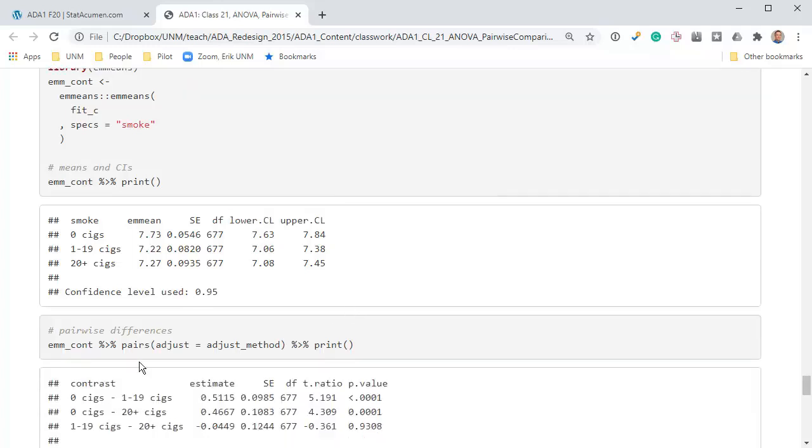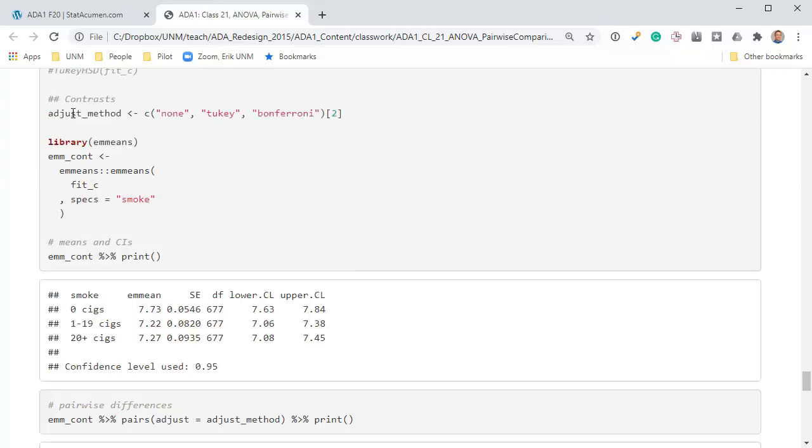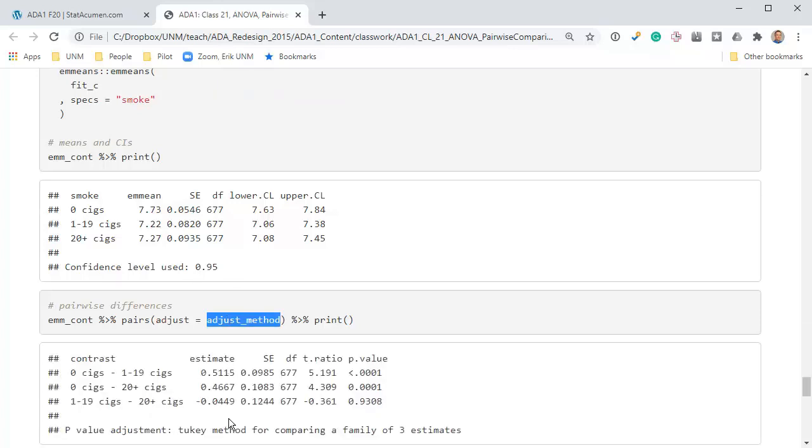Next, let's do the pairwise comparisons. So if we take that result that we just created and ask it to produce pairwise comparisons and choose an adjustment method, so adjust equals, and that's what I put up here. I created an adjust method vector, and notice I'm selecting index 2. The second index is Tukey. So that is the adjustment that we're performing. This allows me to just change this to 3 or change it to 1 and therefore get the Bonferroni or the unadjusted comparisons. But right now we've got Tukey comparisons, and we print those out.